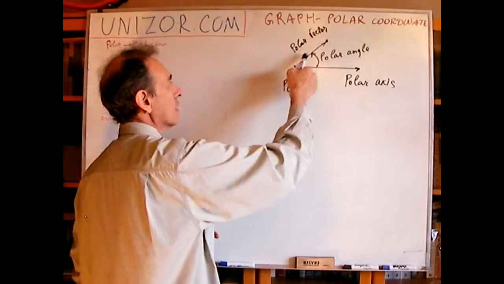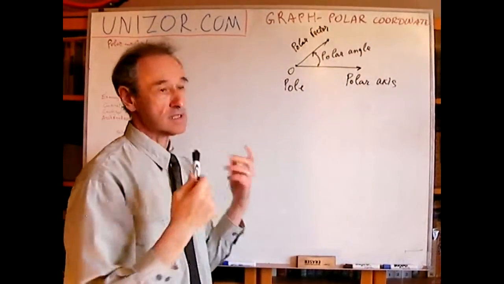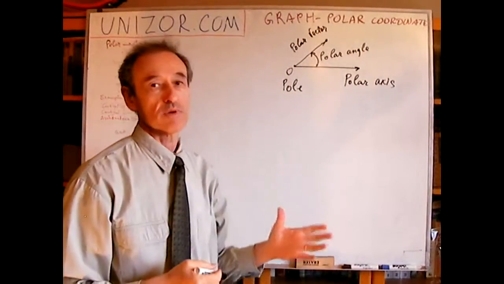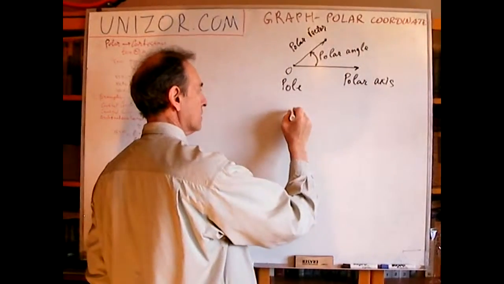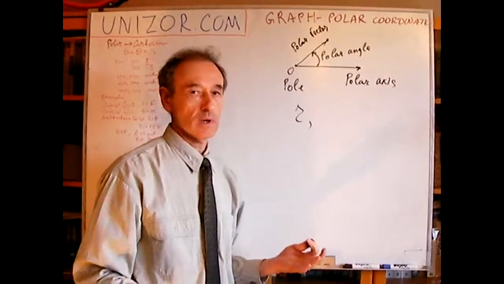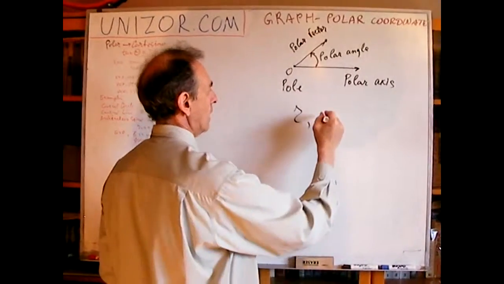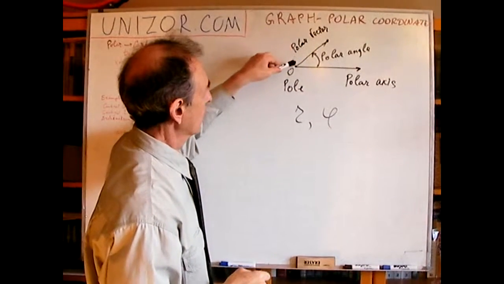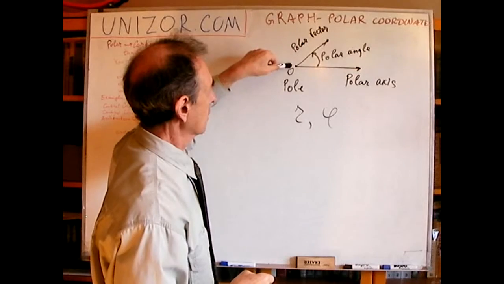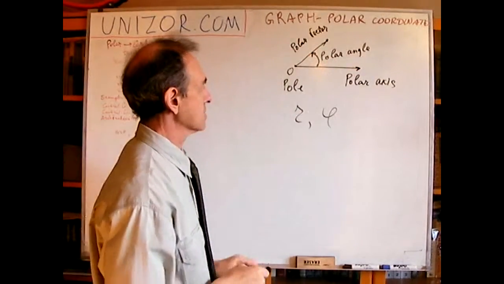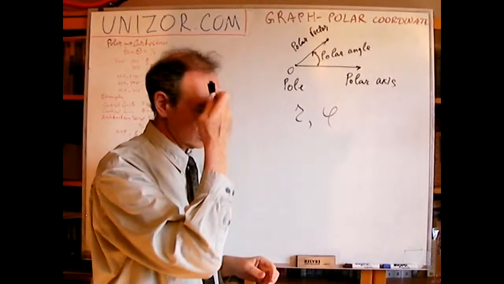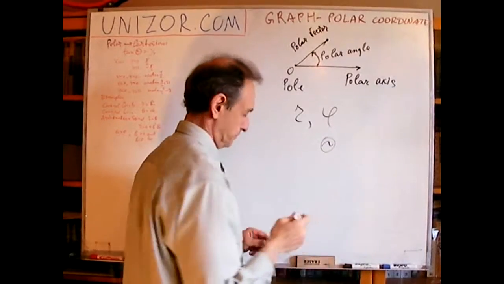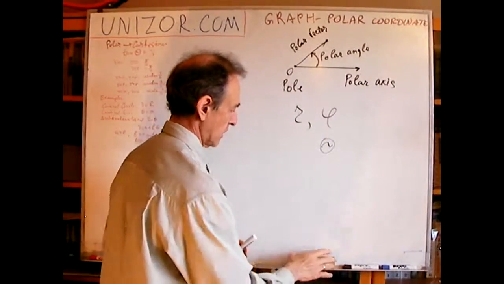Now, how far this point is from the center is the second variable which we need, which is the distance from the center. So two things. We have a distance from the center, which is usually denoted by the letter R, and the angle from the polar axis, the angle of the vector towards our point from the polar axis. It's usually denoted by letters either phi or theta. I'll use probably phi, it doesn't really matter.